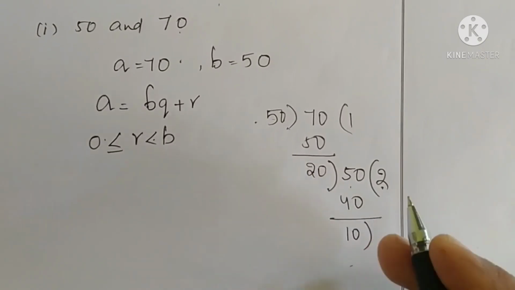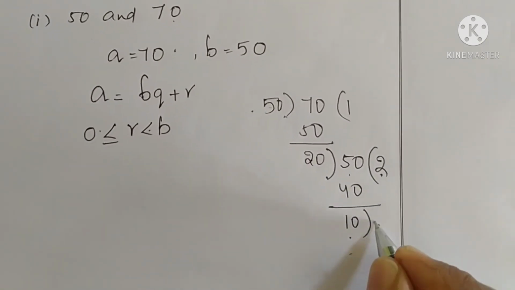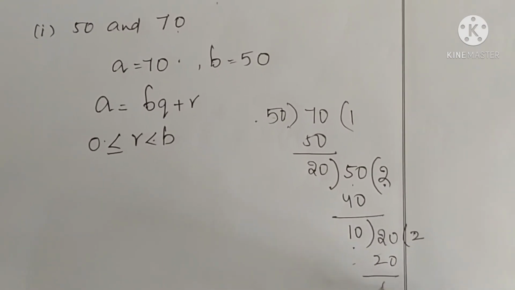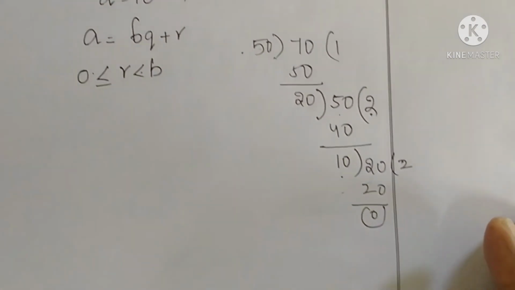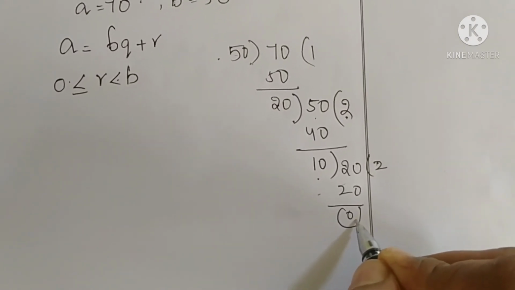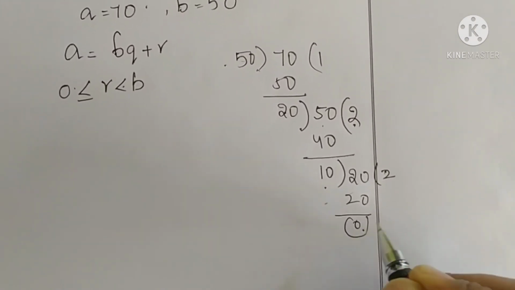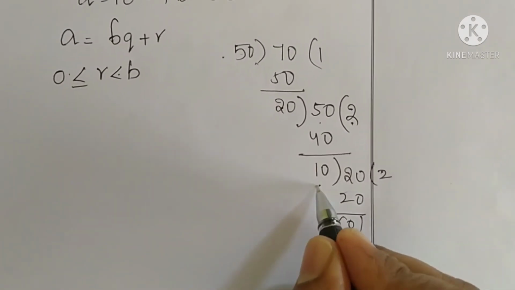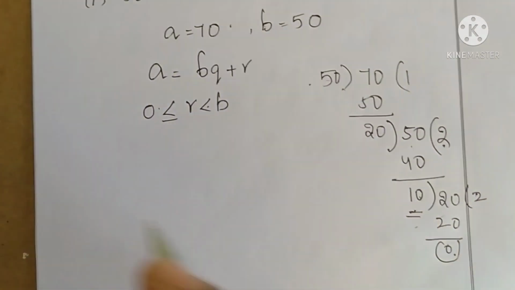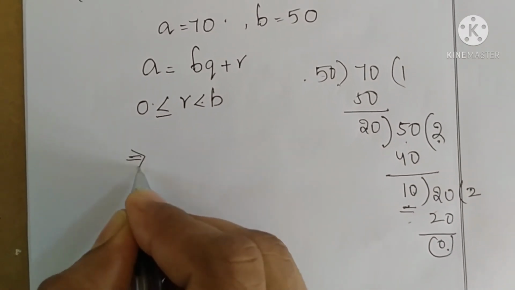Here D is 20, R is 10. So 2 tens are 20. Remainder is 0. So continue this process till the remainder is 0. At this stage, the divisor will be the required HCF. HCF is 10. So let's write the division algorithm.